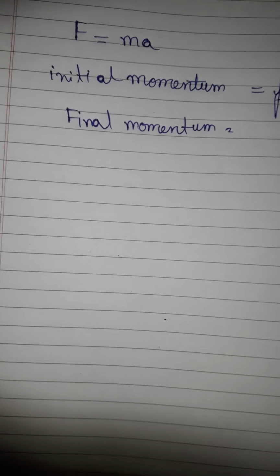So at first I will give you the explanation. When a force is applied to a body at rest, it is set in motion. There is a change in velocity, and hence there is a change in momentum. Momentum P is equal to mv, mass into velocity. Then we will get momentum.